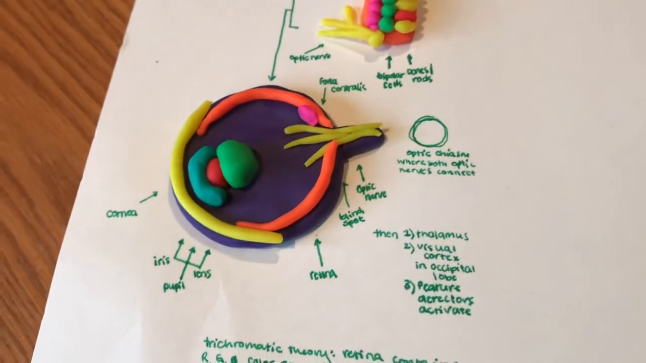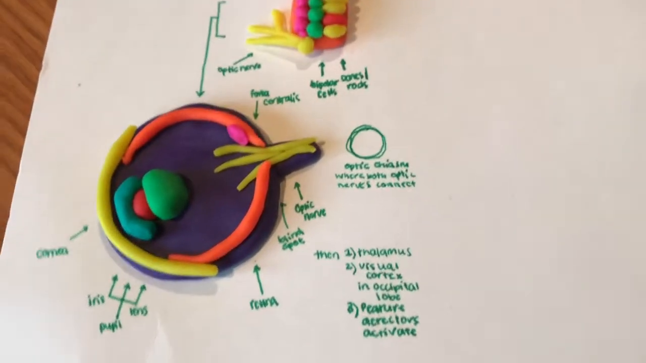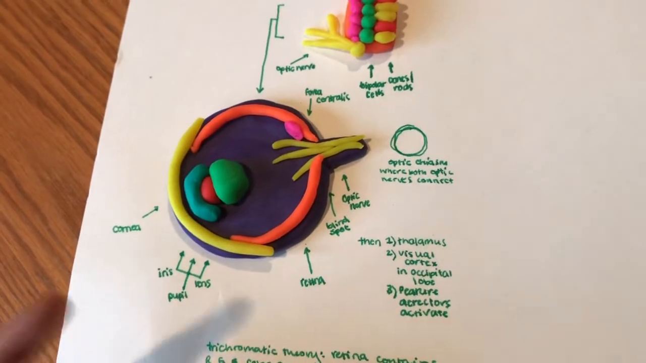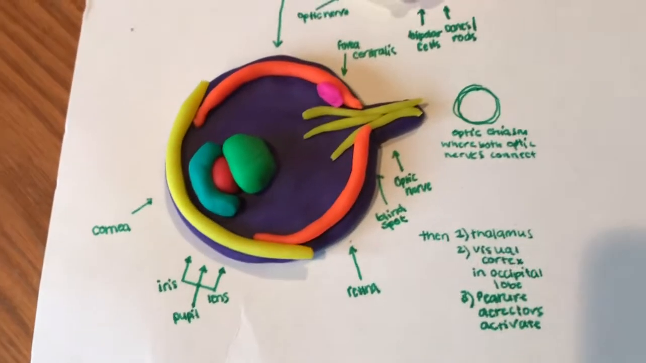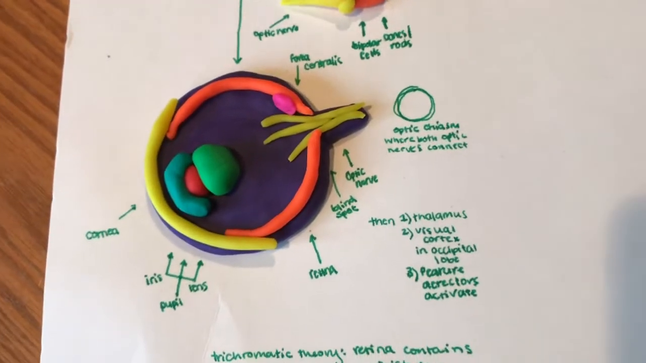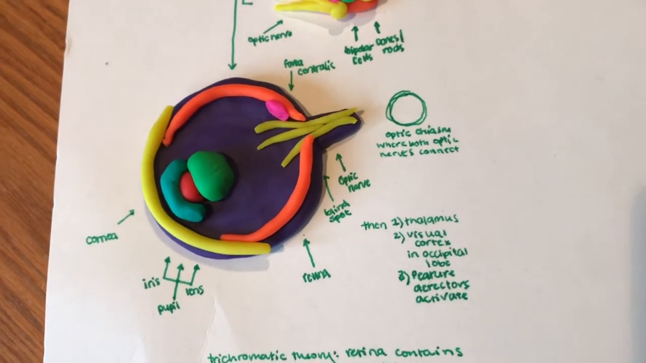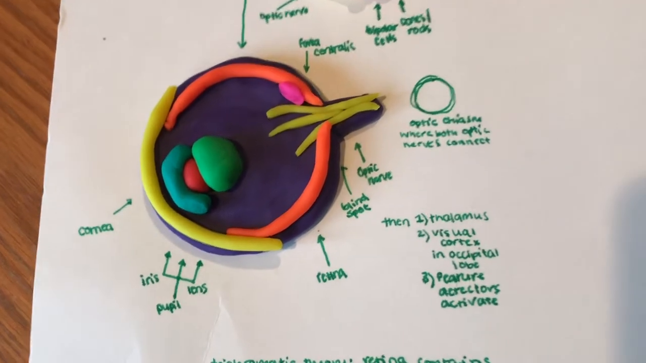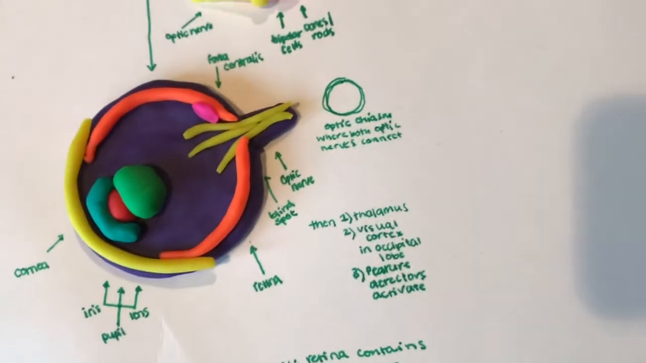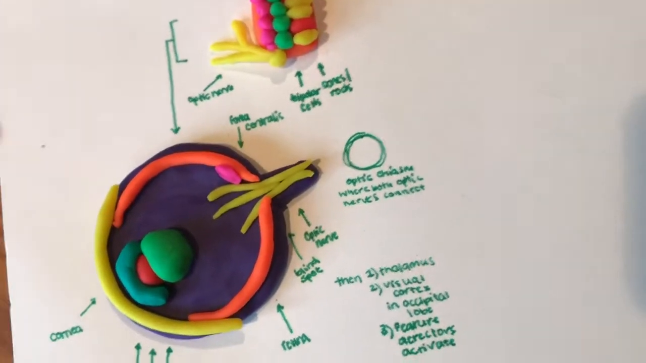So this is the eyeball. Light enters through the cornea, the pupil, and the lens, and the iris will contract the pupil to control the amount of light getting through. Then the cornea and lens will project light to the retina and bend the light to project an image.